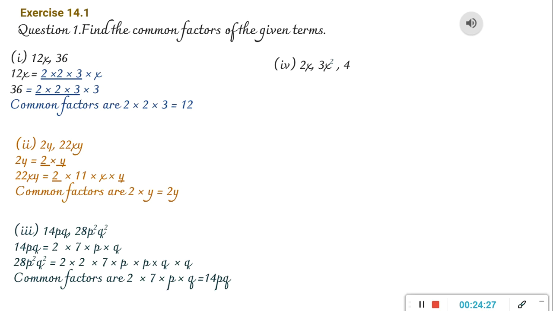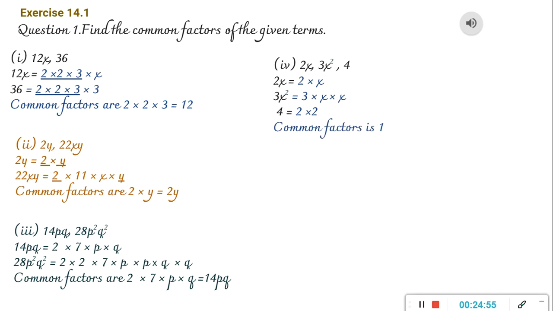2x, 3x square and 4. 2x means 2 into x. 3x square means 3 into x into x. 4 means 2 into 2. Here, is anything common? We need any number in all the three terms. Is any number there? No. x is there in the first and second term. 2 is there in the first and third term. Right? So nothing is common, which means only 1 is common.